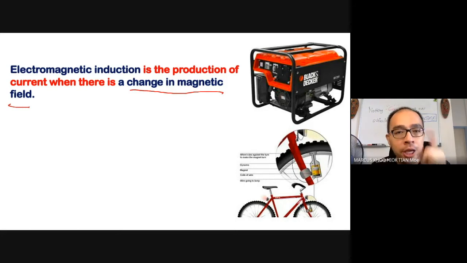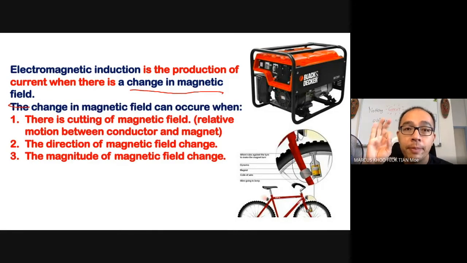Okay, now the change in magnetic field can happen in three ways. Okay, I'm sorry guys, there's not enough room for you to salin this. Yeah, this whole slide is what you need to salin lah. But if you don't want, you can just take a screenshot, you can salin nanti lah. Okay, so the change in the magnetic field can happen in three ways.